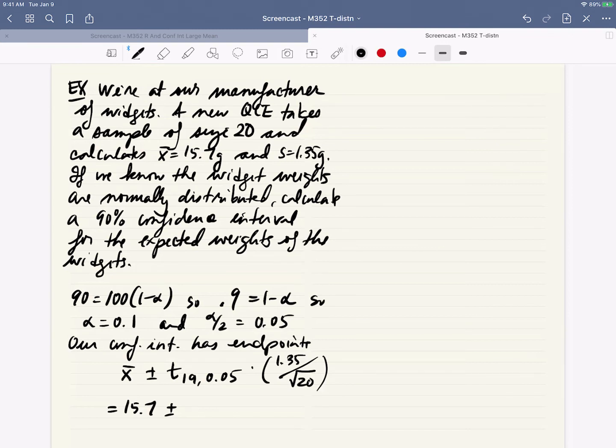So the command in R for calculating this, now we can look at the textbook and use its table, and I'll do that in a second. But the command for doing this is simply qt, Q for quantile, T for t-distribution. So that's the command, and it's got two arguments. The first argument is the probability or the percentile level that you want, and then the second argument is the degrees of freedom.